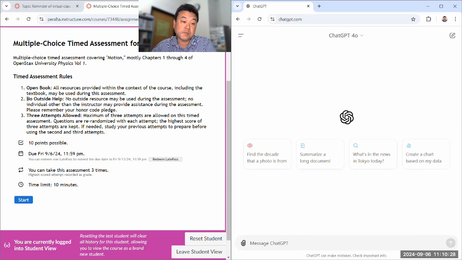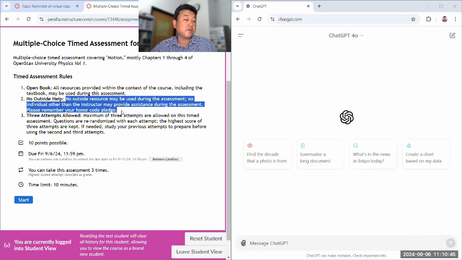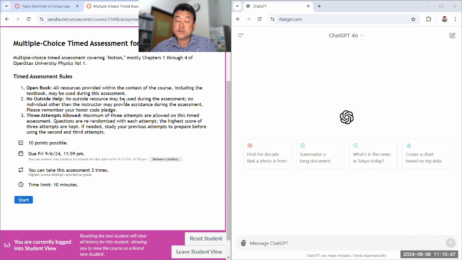The rules for the timed assessment say no outside help. That means anything outside, whether it's generative AI or Google or a friend, all of that is cheating. So please don't use outside help. The only thing you can use is whatever's within the course: the textbook, anything on Canvas, I guess the videos, but with the 10-minute time limit, you probably don't want to be watching videos while you're doing this.